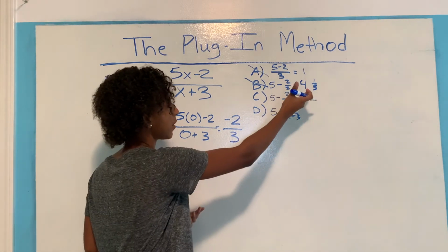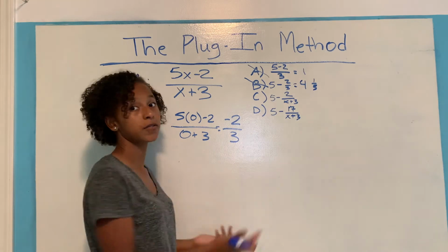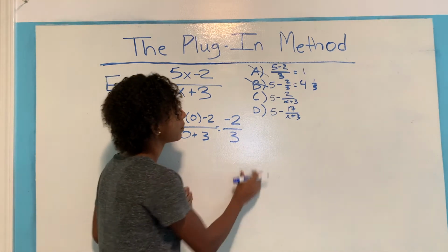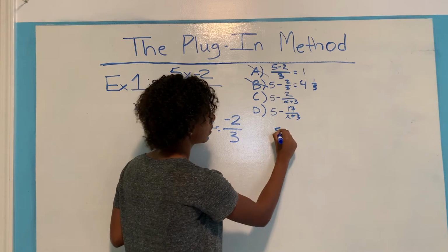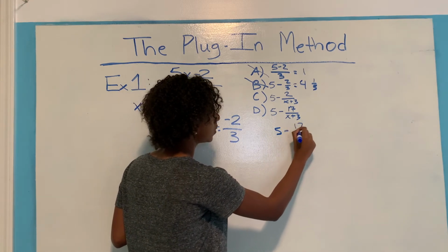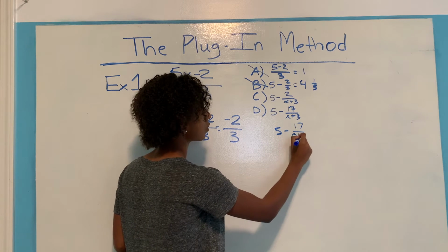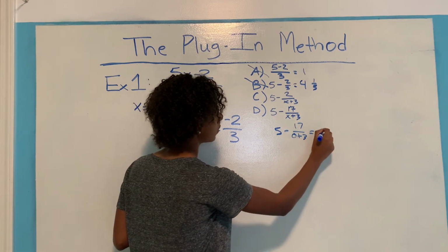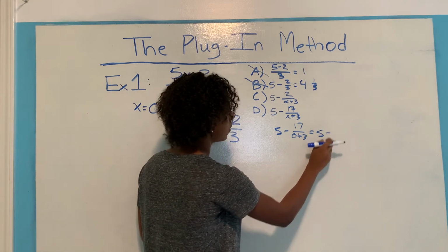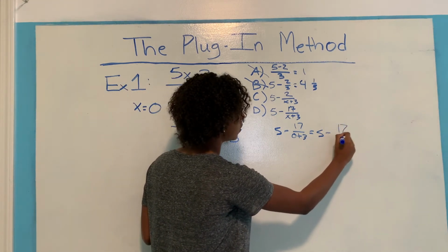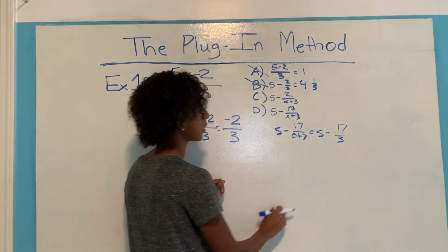That's basically the same as over here, so I'm going to try D first, actually. Alright, so let's do 5 minus 17 over x plus 3. Let's do 5 minus 17 over, and then x in this case is 0, plus 3, which is equivalent to 5 minus 17 over 3.